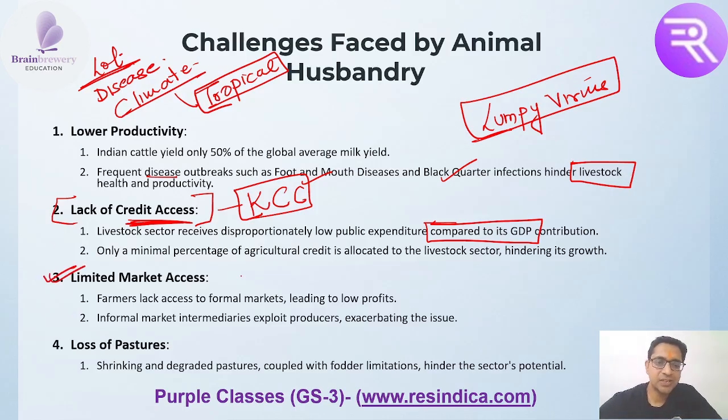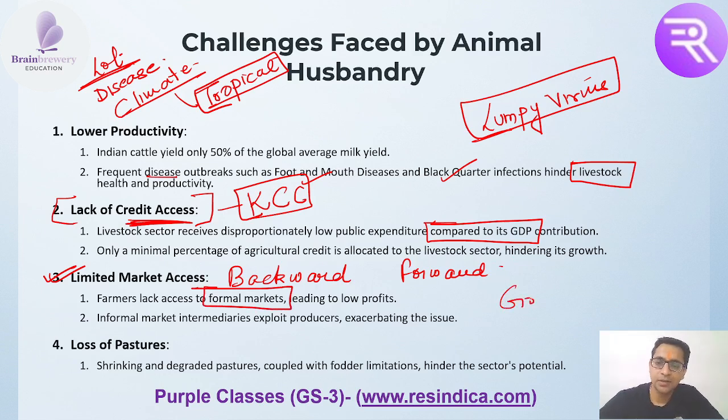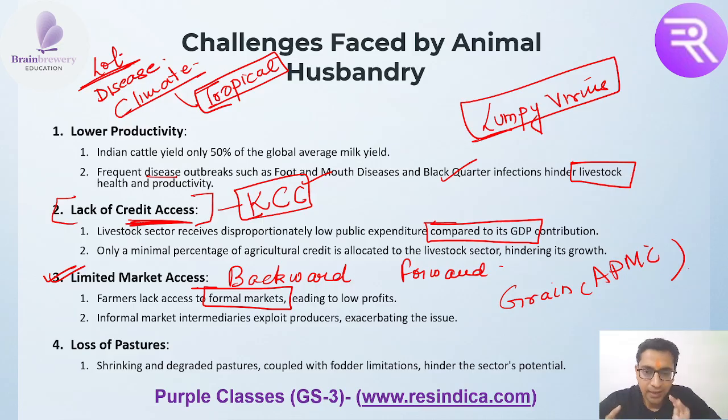Limited market access. There are no proper backward linkages and no proper forward linkages, so that is why no formal market is there. You know, for the grain market, we have APMCs. For the livestock sector, we do not have a proper market where the situation of the farmer is taken care of, where the prices are set properly. Okay, so there is a need to have a very proper market for livestock.